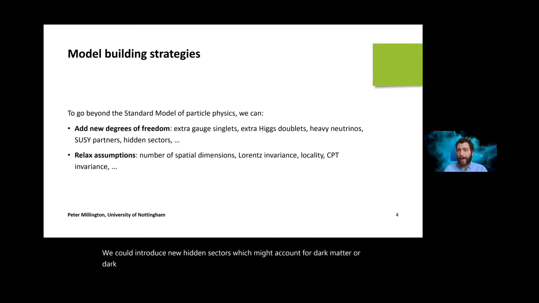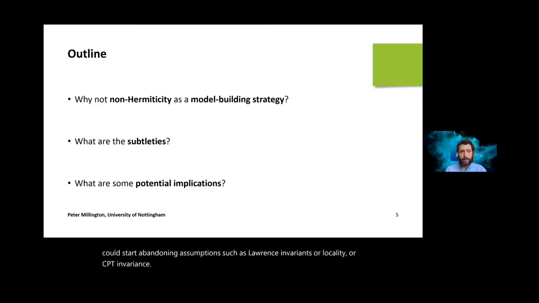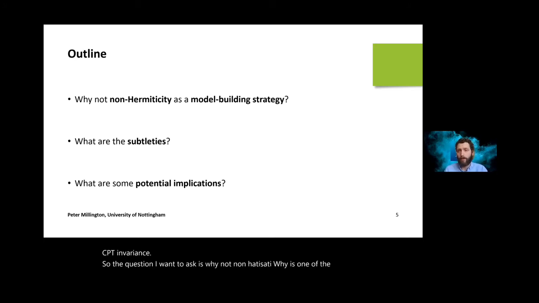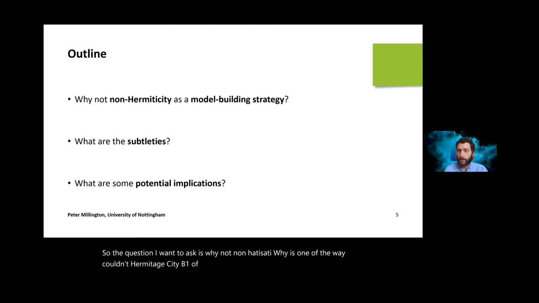The other thing we can do is start relaxing the assumptions that we put into those models. And we could start changing the number of spatial dimensions, for instance, and we could start adding compactified extra dimensions and introducing towers of Kaluza-Klein states, for instance. Or we could start abandoning assumptions such as Lorentz invariance or locality or CPT invariance. So the question I want to ask is, why not non-hermiticity? Why couldn't hermiticity be one of the underlying assumptions that we abandon when we're model building for particle physics?